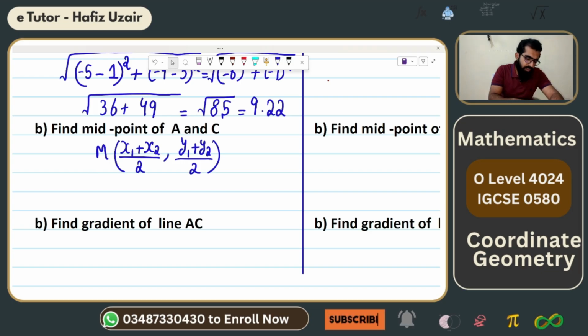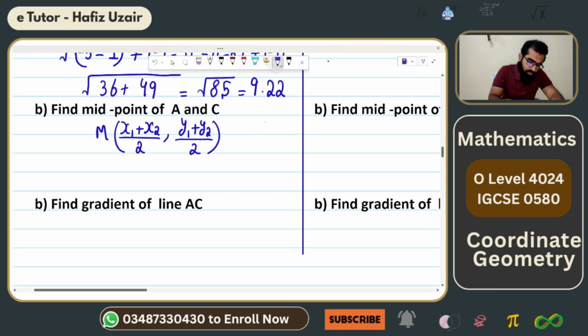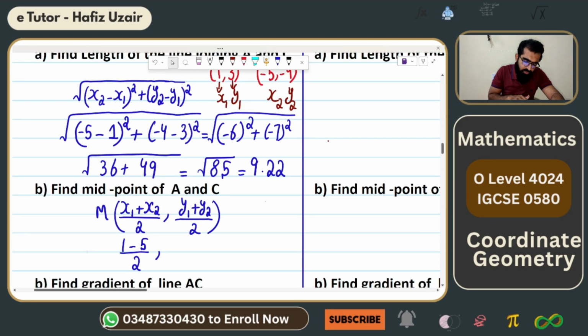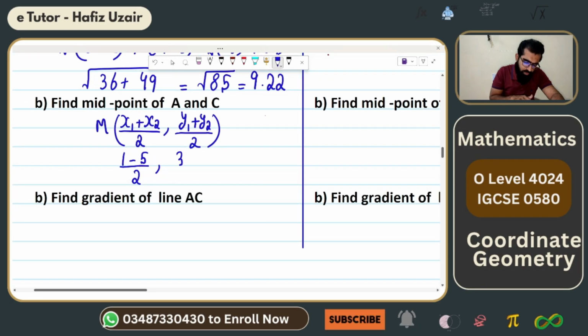Now what are the x coordinates? x1 is 1, you may check from here, and x2 is minus 5. y1 is 3 and y2 is minus 4. So we will write 1 minus 5 over 2, and similarly for y coordinates it's 3 minus 4 upon 2.